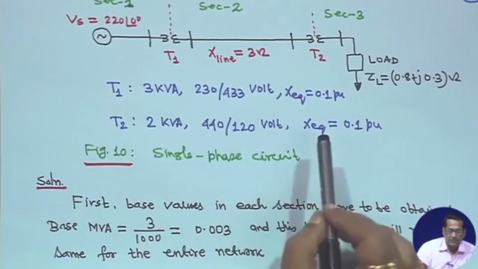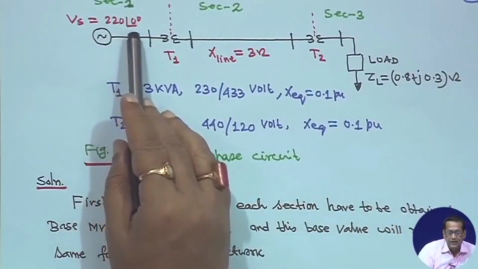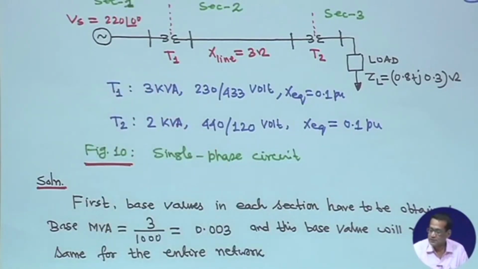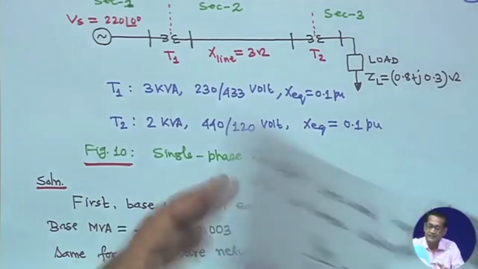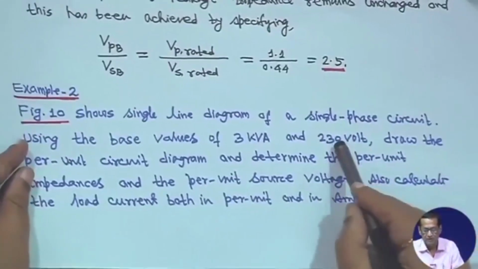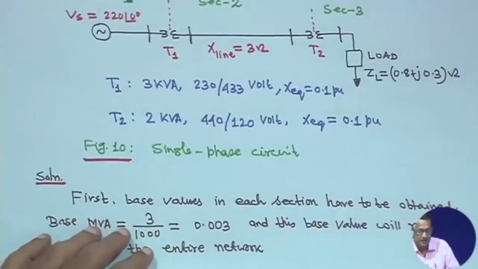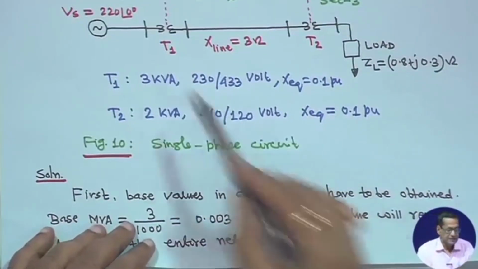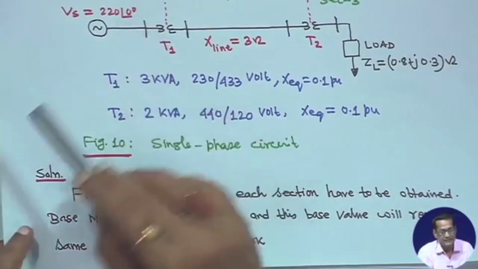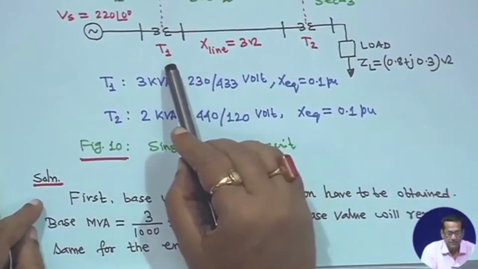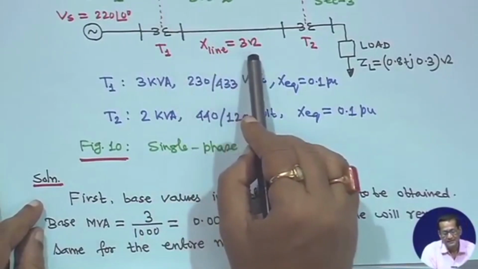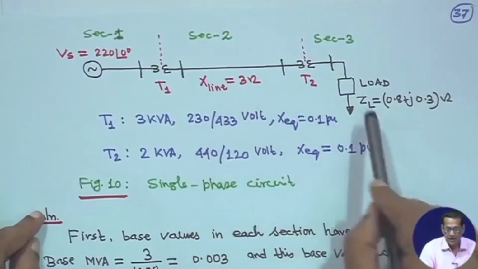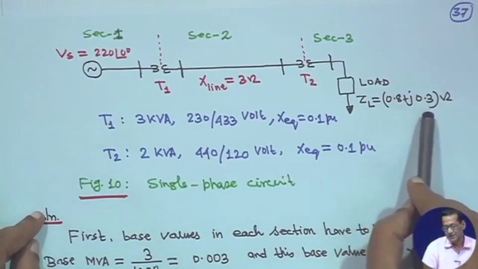Now, this is the diagram, this is the sending end voltage 220 angle 0, just the volt, let me see this, right, 230 volt, actually a small system. So, these are your base values, 3 kVA, 230 volt, right. This is 220 angle 0 volt, this is section 1, this is Figure 10, this is transformer T1, this line reactance is given 3 ohm, right, and this is transformer T2. And this load impedance is given 0.8 plus j 0.3 ohm.